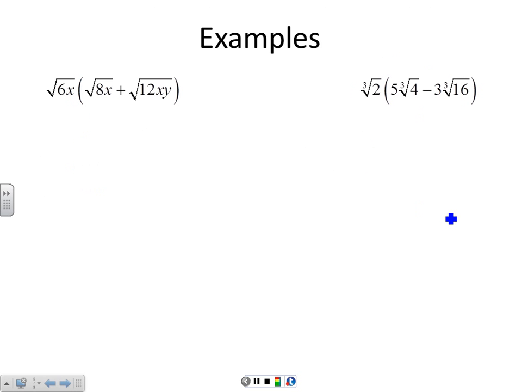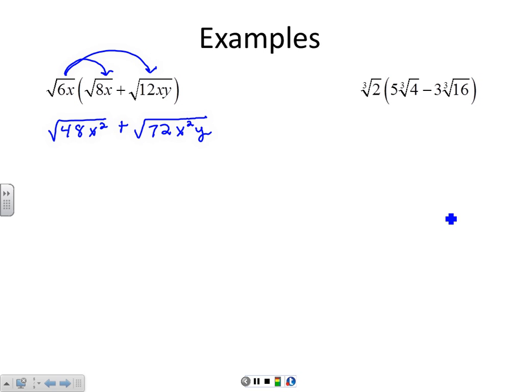Okay, so what about with variables? Same thing, distributive property. So we're going to have the square root of 6x times the square root of 8x. Since both of these are radicals, I can multiply them together. So we're going to have the square root of 48x squared plus square root of 6x times square root of 12xy is going to be the square root of 72x squared y.